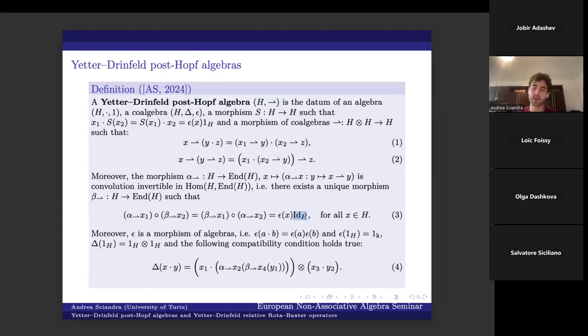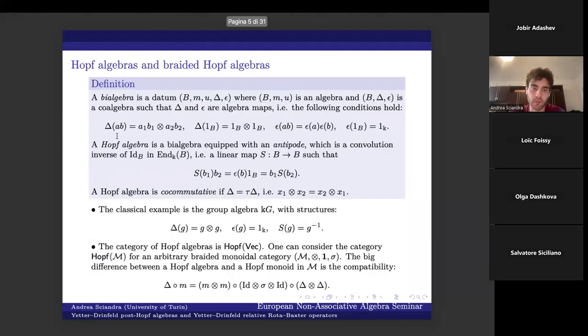And we also require that the counit is a morphism of algebras, while delta is unitary, but it is not multiplicative in the usual sense. In fact, it satisfies this condition here, which is different from this, as you can see.